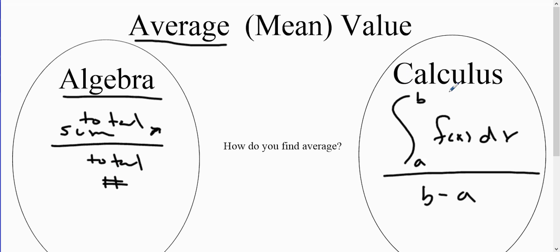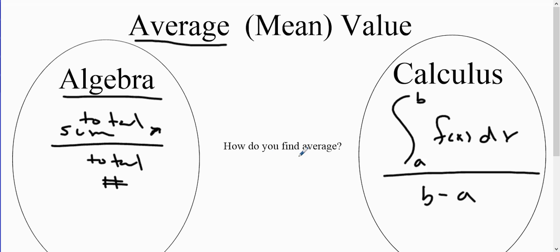In calculus, we take the total sum of a function by integrating that function from a to b. If you recall, whenever you integrate, you're doing a Riemann sum, which is the rectangles, and you're taking the heights of each one of these rectangles. When you integrate from a to b of the function itself, you're actually just adding up all the heights of the rectangles on this interval.